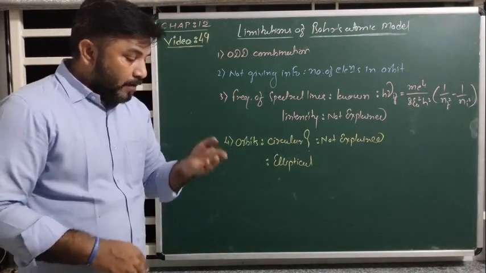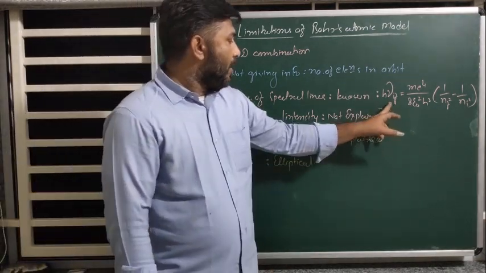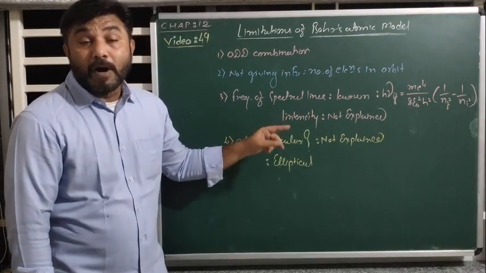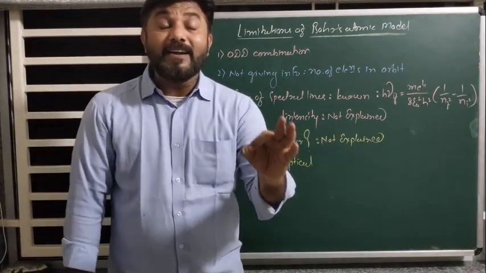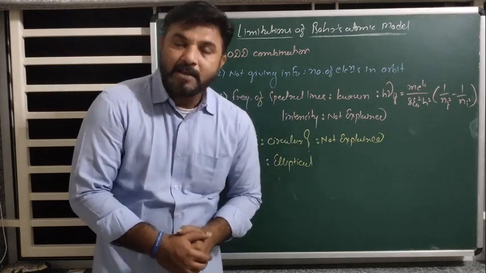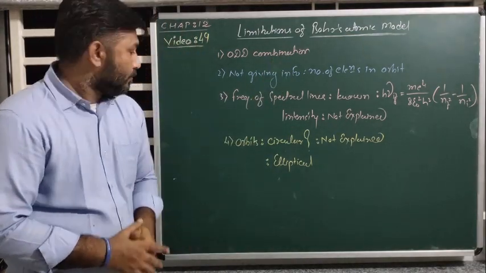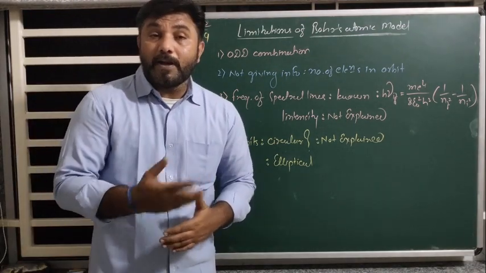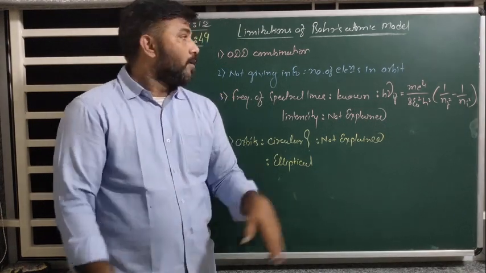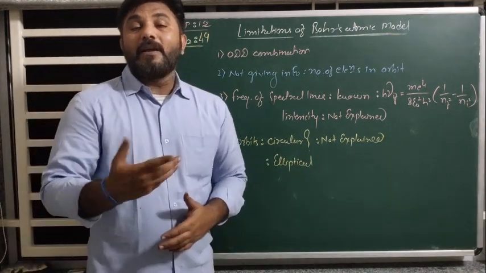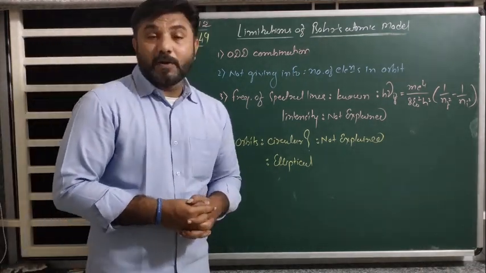Third one, with the help of Bohr's atomic model and its equations, you can get an idea about the frequency of the spectral lines. But Bohr's atomic model fails to give information about the intensity of that light. Means the intensity of spectral lines is not explained by Bohr's atomic model. And last one, electrons orbit around the nucleus in a circular path. That circular path is not confirmed by Bohr's atomic model. It may be elliptical. So these are the limitations of Bohr's atomic model.